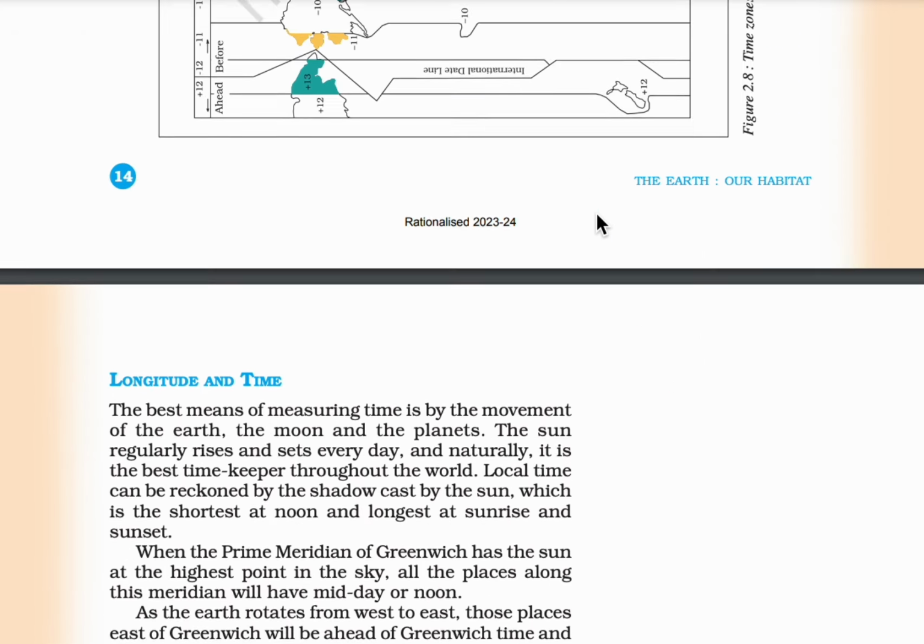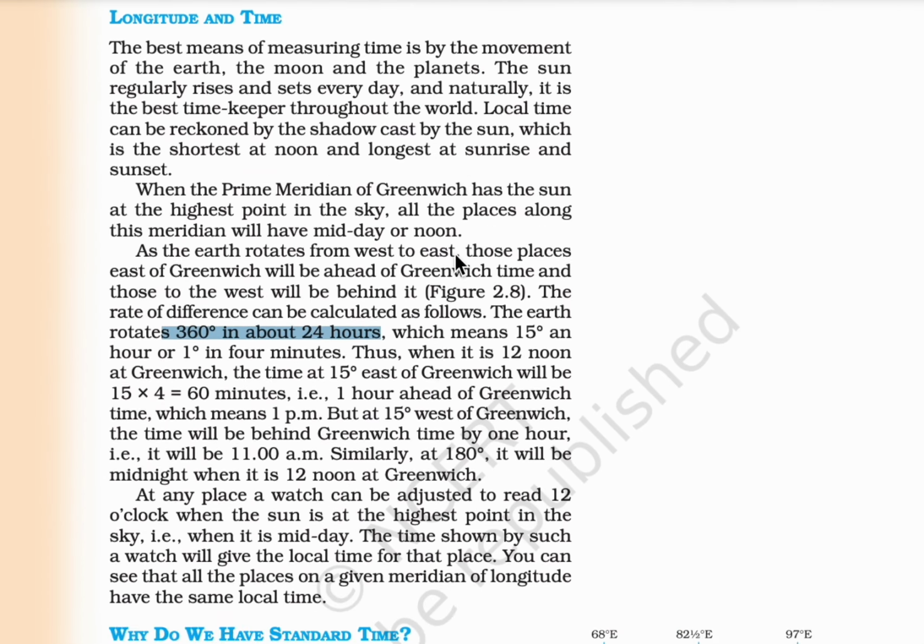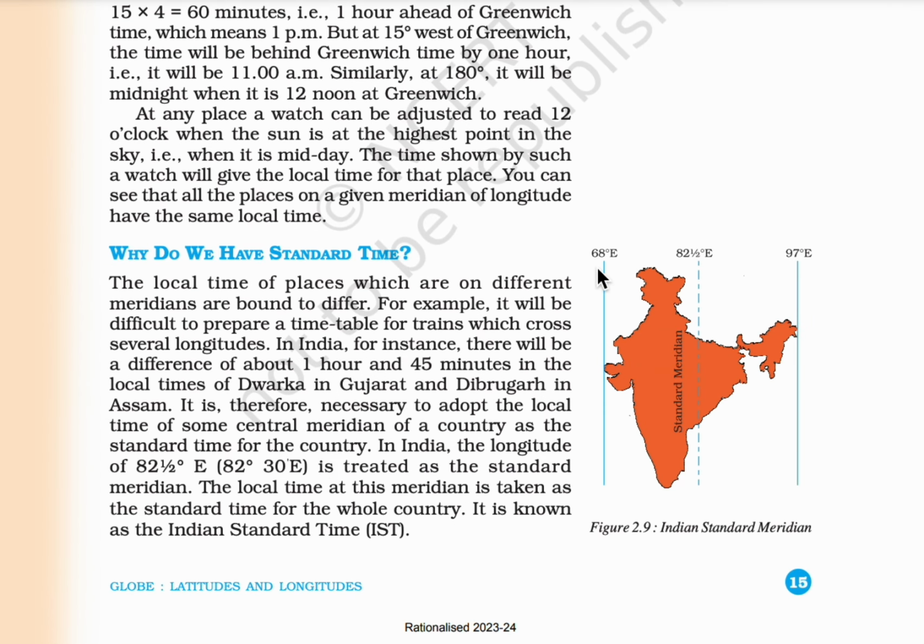One thing to remember here is only longitudes are used for measuring time. From 68 degrees east to 97 degrees east, it is almost 19 degrees difference. So the time varies from Gujarat in the extreme west to the extreme east. It is about 1 hour 45 minutes difference from Dwaraka in Gujarat to Dibrugarh in Assam.